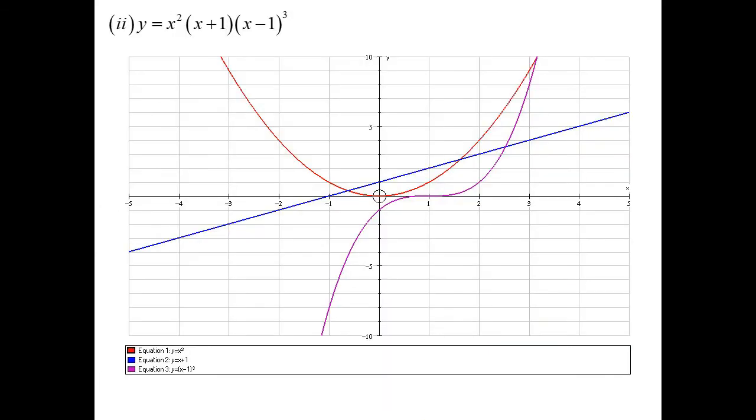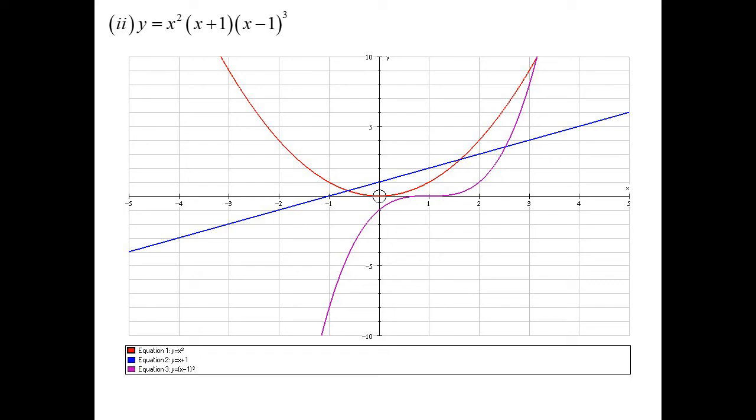All right, let's have a look at this one. And I've already drawn in the 3 bits that multiply together. So we've got y equals x squared, my parabola there. x plus 1, the straight line. (x minus 1) cubed, the cubic. Now, we've seen ones like this before, so we have that way of doing it. This is just another way of thinking about how we could possibly draw this.